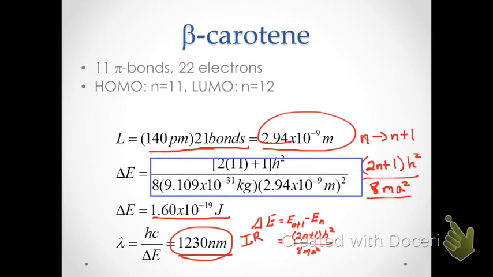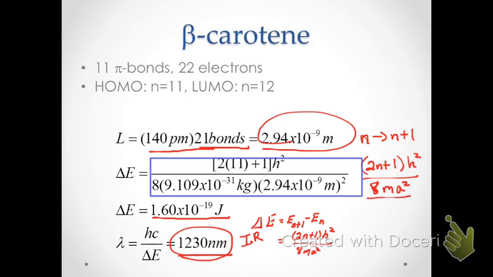Let me just repeat this. The 1230 nanometer value is an infrared absorption, and in reality we know that for beta-carotene, the longest wavelength transition is actually in the visible region, so this is a little bit longer than the actual one.